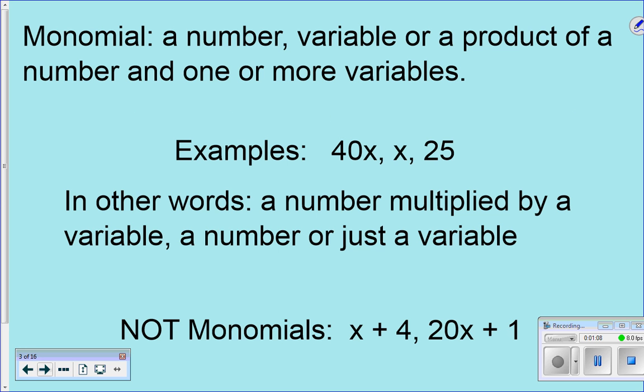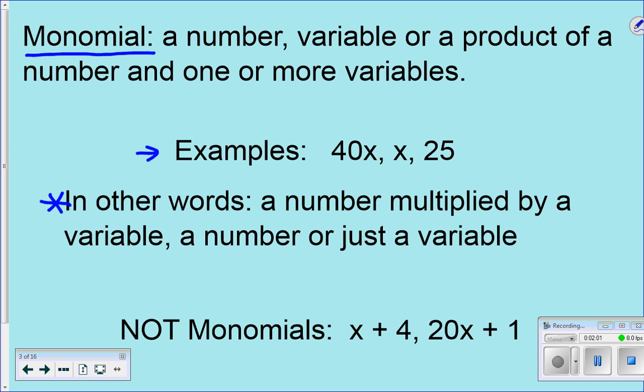Ready? All right, so monomial, if you want to, you can write this definition, because I think that makes more sense to you. A monomial is a number multiplied by a variable, a number, or just a variable. Here are some examples of monomials and what they look like. I feel like the "in other words" part is a little more down to earth so you can understand it. 40x, x, 25, those are three examples of monomials.